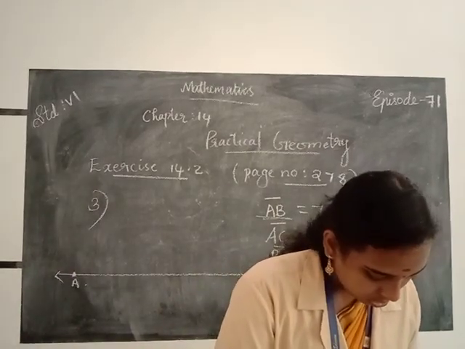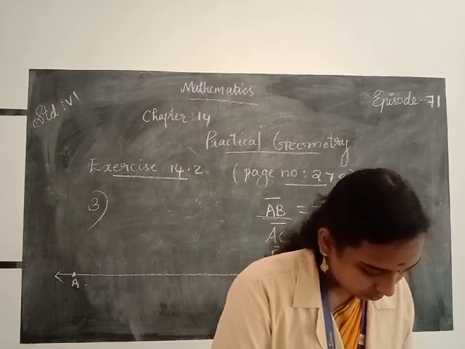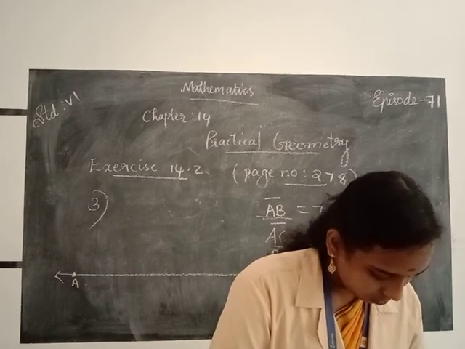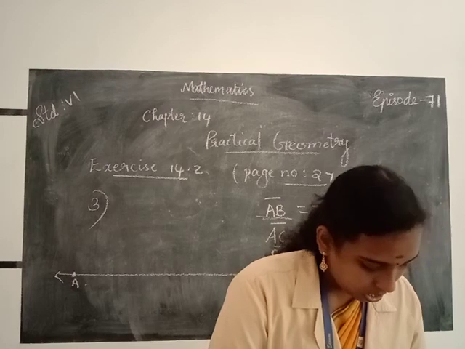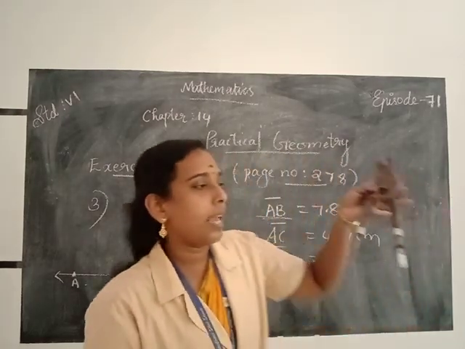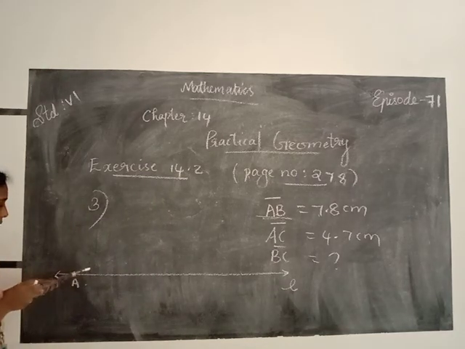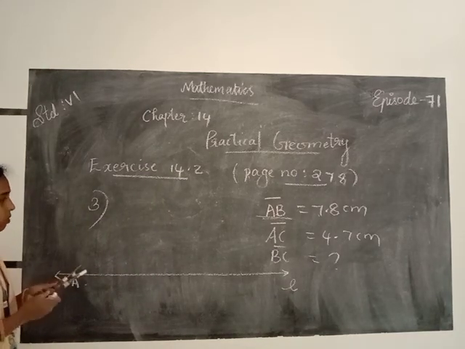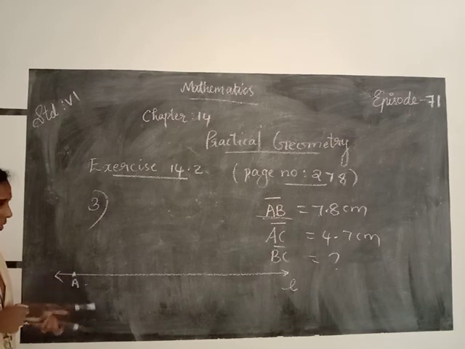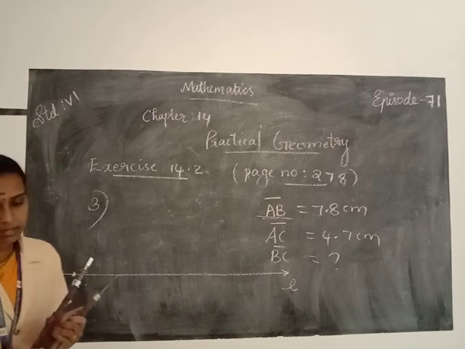7.8 cm. If you consider this length is 7.8 cm, then place the pointer on the point A. Then you will take a small length.